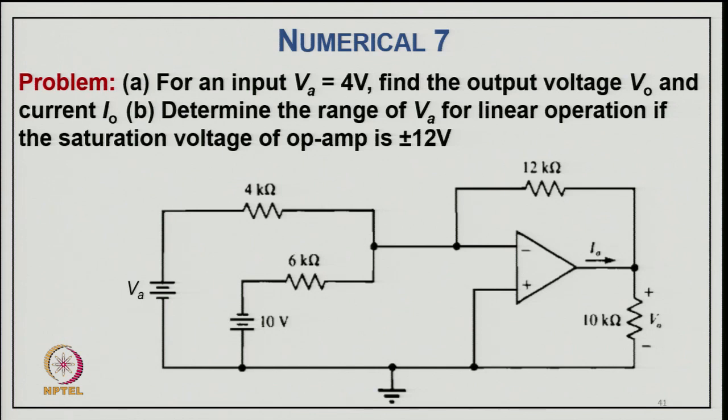Now, coming to numerical problem 7. For the input of V a equal to 4 volt, find the output voltage V o and current I 0. Determine the range of V a for linear operation if the saturation voltage of the operational amplifier is plus minus 12 volt, that is the supply voltage.